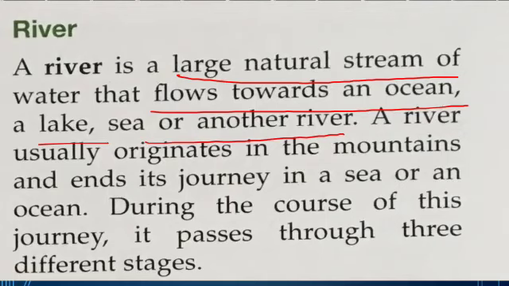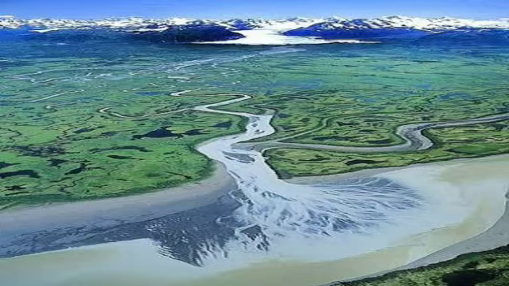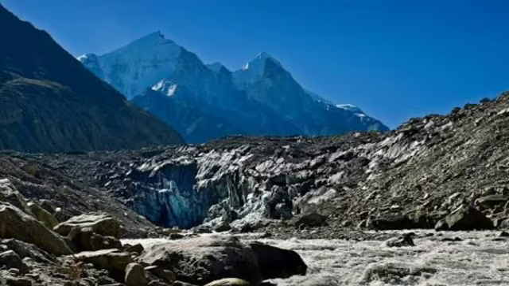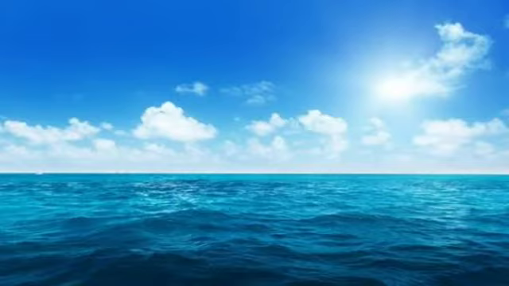A river is a large natural stream of water that flows towards an ocean, a lake, sea, or another river. So, what is a river? A natural stream that flows towards an ocean, a lake, sea, or another river. A river usually originates in the mountains and ends its journey in a sea or an ocean. Means a river starts its journey from mountains and ends its journey in a sea or an ocean.